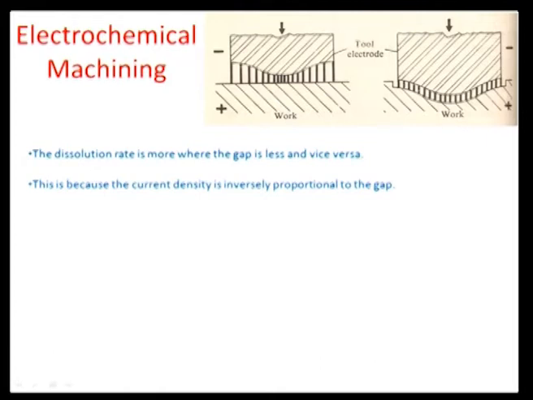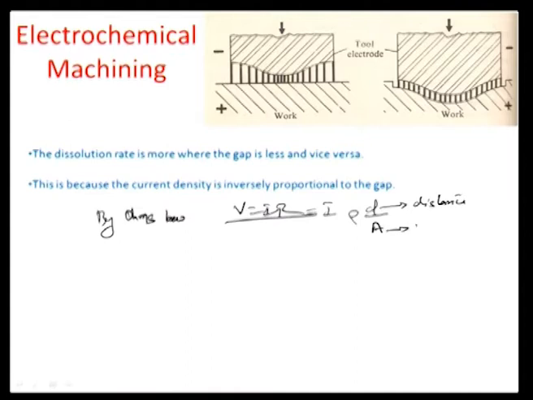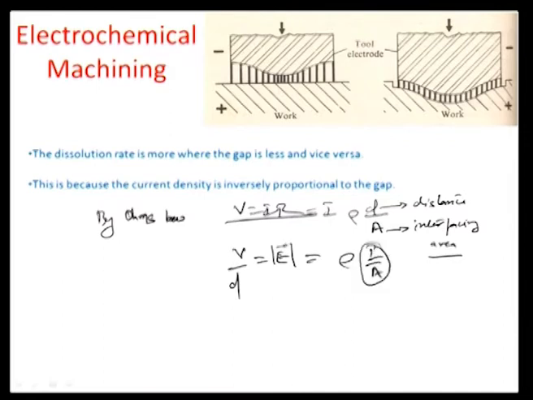So this can also be more mathematically represented by Ohm's law, which is actually followed here. V equal to IR, potential is current times resistance, and here we modify this as rho d over A, where d is the distance between the two electrodes and A is the interfacial area between the two electrodes. And so we can easily find that V by d, which is nothing but the magnitude of the electric field, is equal to rho times the current density. So this is the magnitude of the current density, and so electric field is proportional to the current density, meaning that if current density is more, the electric field would be higher, and vice versa.